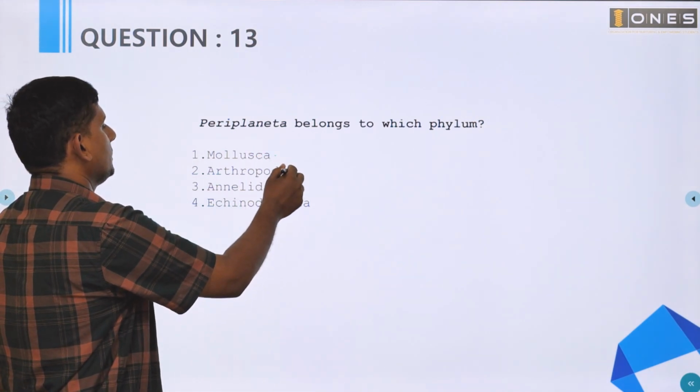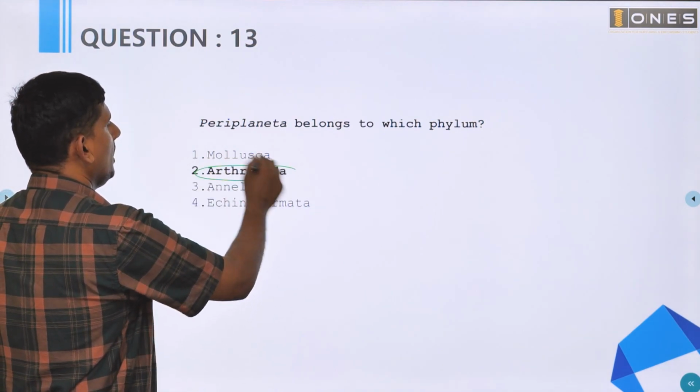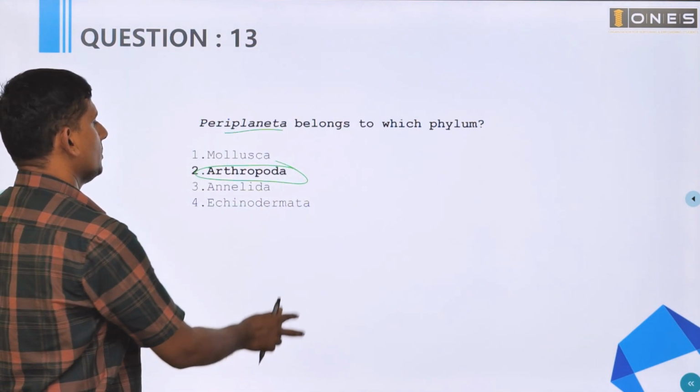Okay. So the next one is, Periplaneta belongs to which phylum? Option A, Mollusca, Arthropoda, Annelida, Echinodermata. So the answer is Arthropoda. So Periplaneta belongs to Arthropoda.